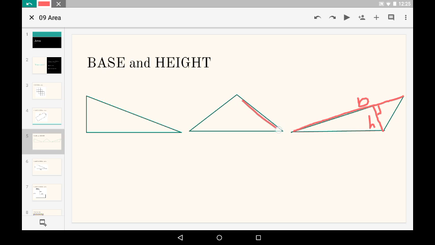In this one, this could potentially be the base, and the height would be, in this case, out here a little bit to meet at a 90-degree angle. As long as they meet at a 90-degree angle, you have your base and your height. It doesn't matter where they are on the triangle. Even this first one, if this is your base, then your height could be right in here at a 90-degree angle. So, no matter what the picture looks like, always make sure you have a base and a height that meet at 90 degrees. That's all you need to know.